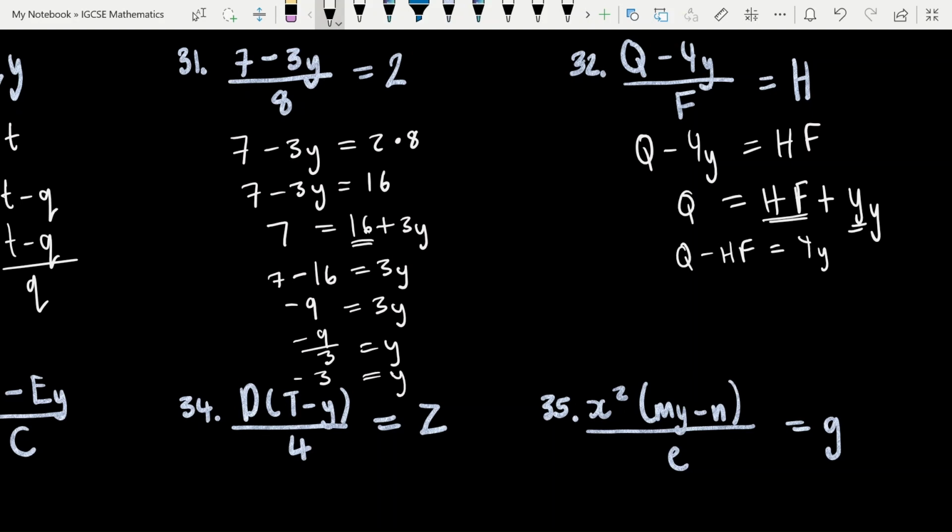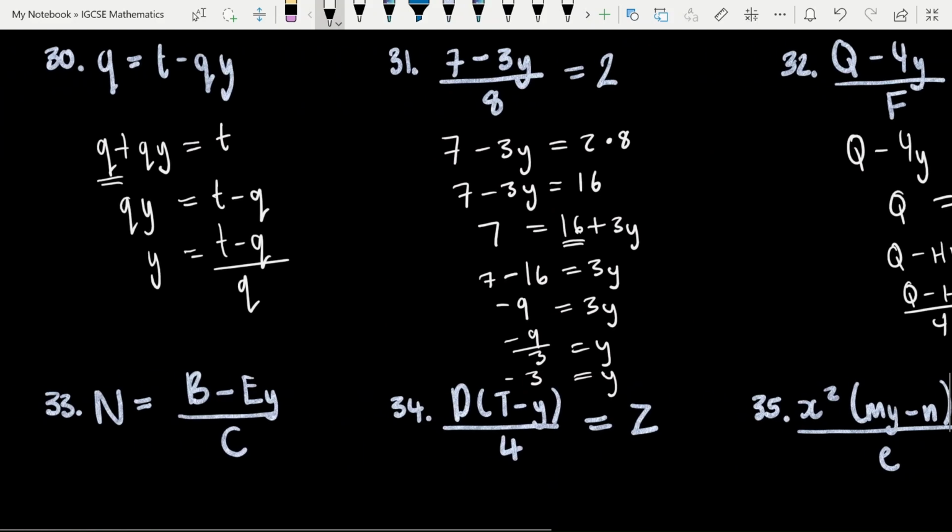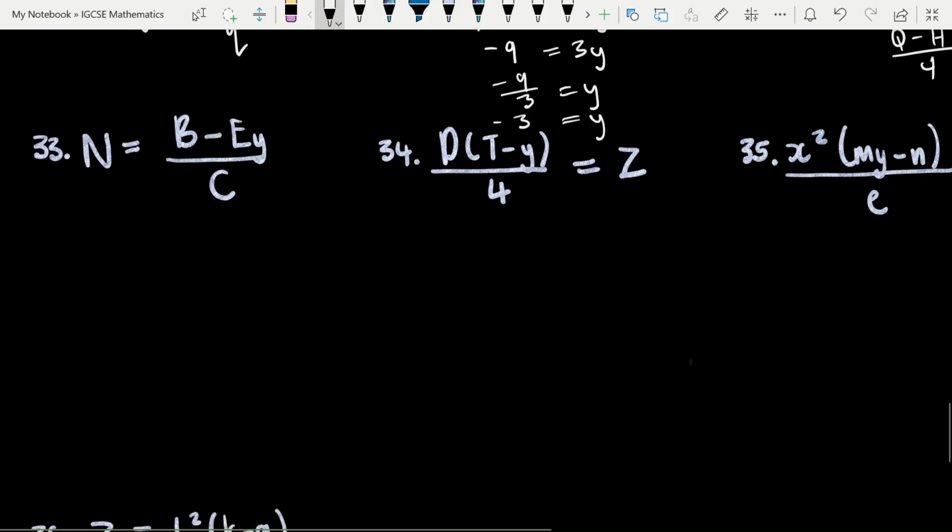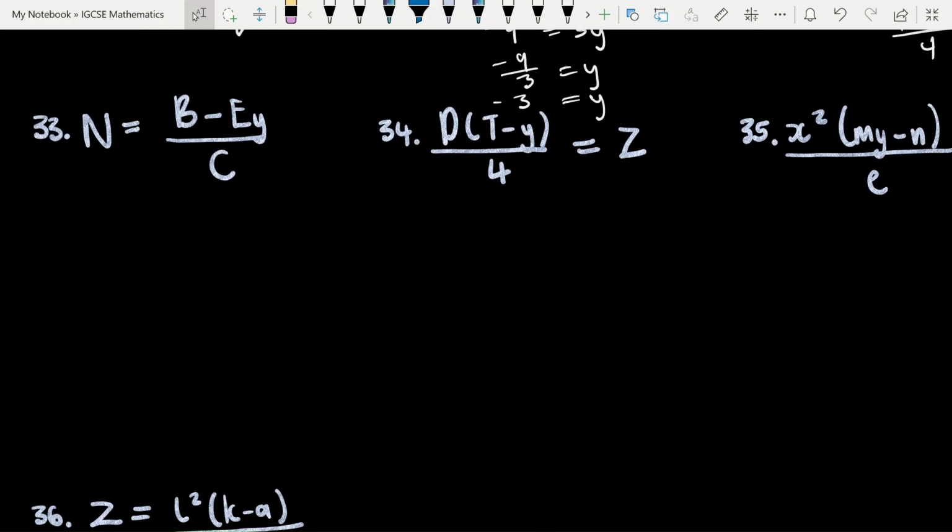Then now, we have to make small y the subject by taking big Y to the other side. Q minus HF all over big Y is equal to small y. Good. We've made it the subject. Let's go to number 33. N is equal to B minus EY all over C. We have to make the small y the subject. Let's go for it. C goes to the other side because we don't want the fraction.